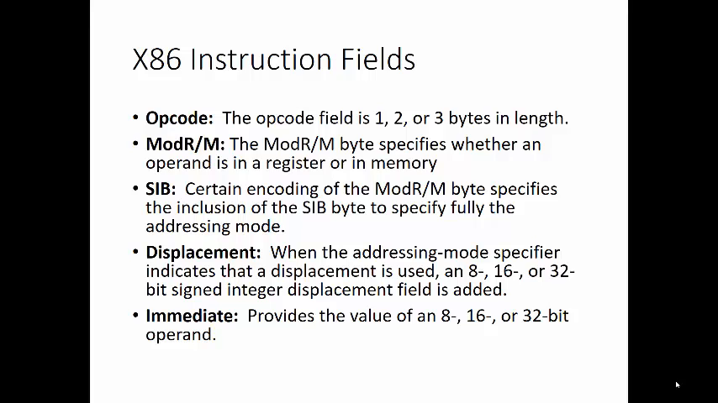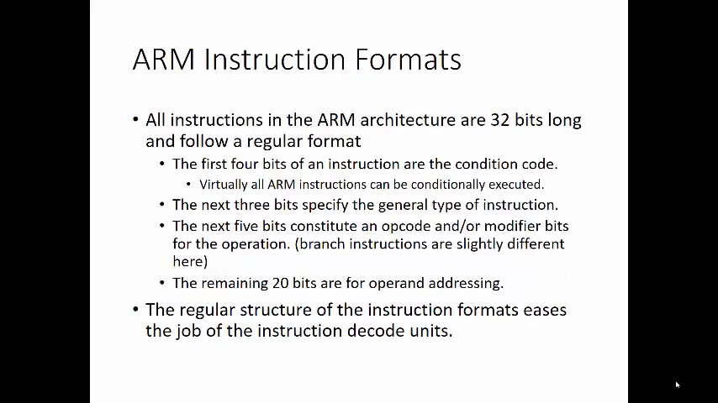So you can use either immediate or displacement there. For ARM, all instructions in the ARM architecture are 32 bits long, and they follow a regular format. The first 4 bits are used as the condition code, and virtually all the ARM instructions can be conditionally executed, as we've seen in the past.